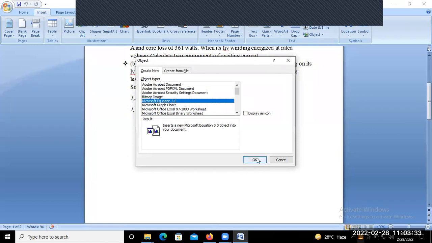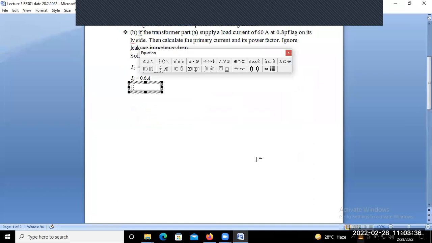Anyone have solved this one? Hello? Yes, sir. Yes. How much will you get the value of the magnetizing current component? 0.57 ampere. How much? 0.57 ampere. 0.571. 7 ampere. Okay.